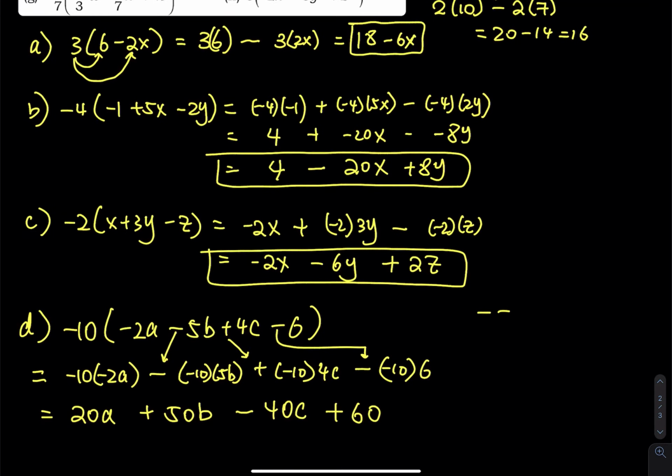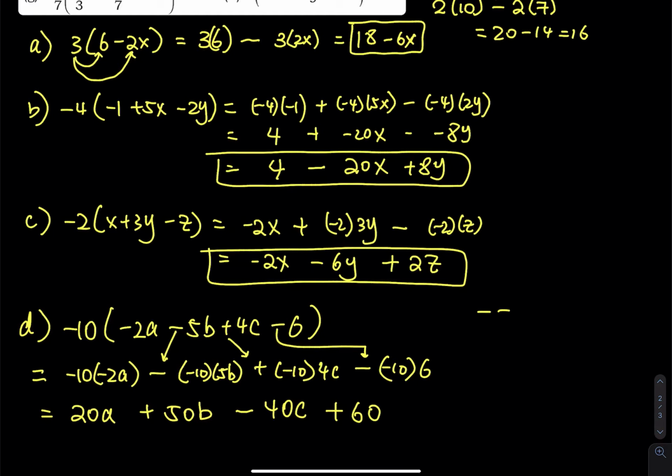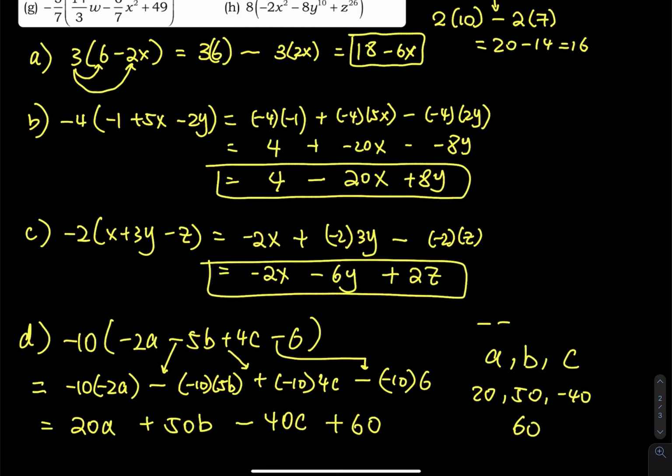So how many variables are in this algebraic expression? There are 3 variables, right? We have a, b, and c. What about coefficients? The number in front of the letter: you have 20, 50, and negative 40. How many constants, the term that will never change? The answer is 60. So back to C, how many variables do we have? We have x, y, and z. What about coefficients? We have negative 2, negative 6, and positive 2.